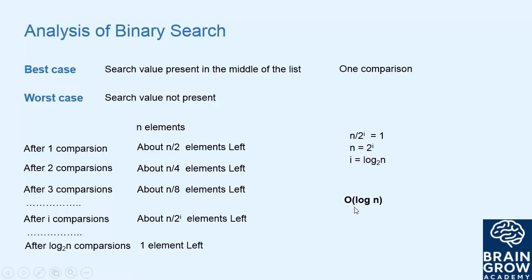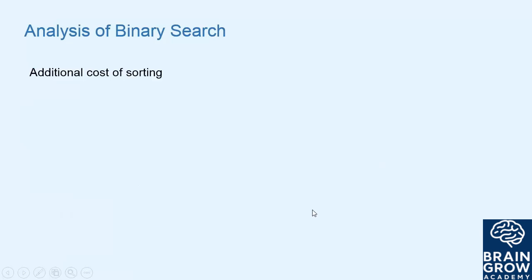We know that logarithms grow much slower than the linear function. So binary search is more efficient than the linear search. Suppose we have a list of 10,000 elements, then we'll need at most 13 comparisons in binary search. And this is definitely much better performance than the linear search.